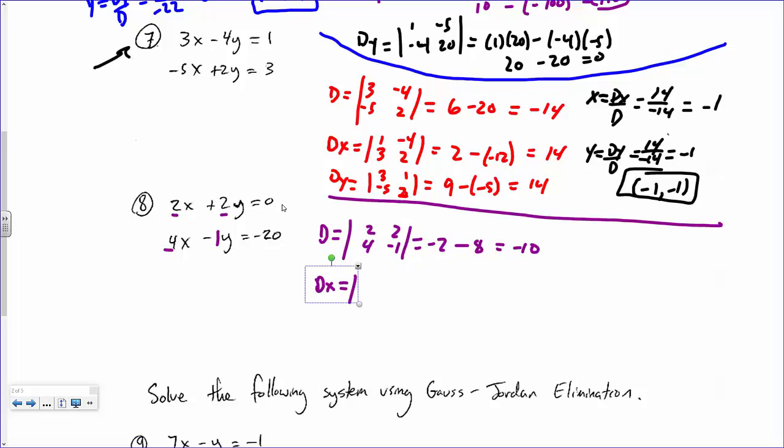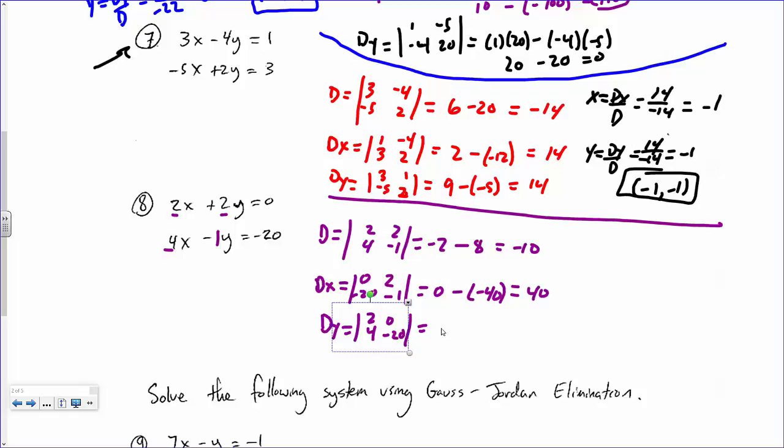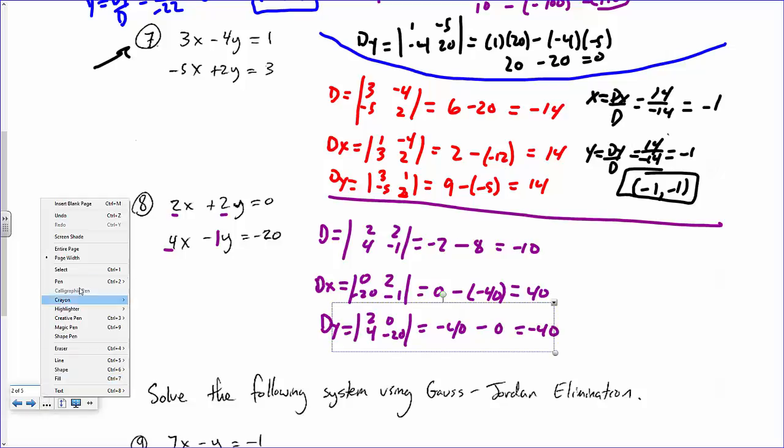dx, we'll replace the x column with 0 and -20. Keep the y column as 2 and -1. 0 times -1 is 0, minus -20 times 2, which is -40. So this would be positive 40. And then dy, replace the y column with these, so that'd be 2, 4, 0, negative 20. 2 times negative 20 is negative 40. Minus 4 times 0, which is 0, so negative 40. So we can get the solutions for these.